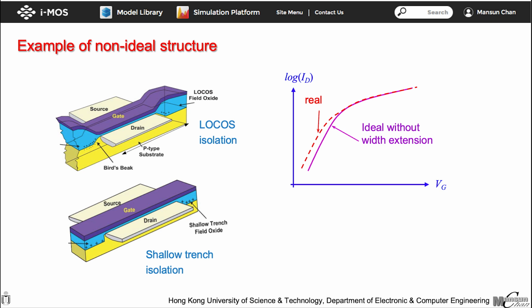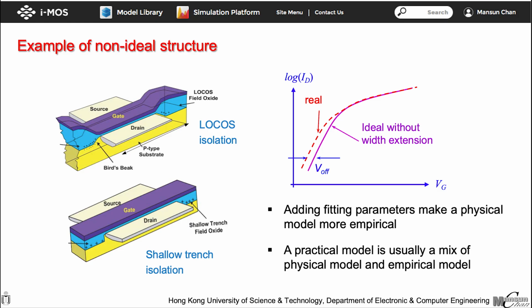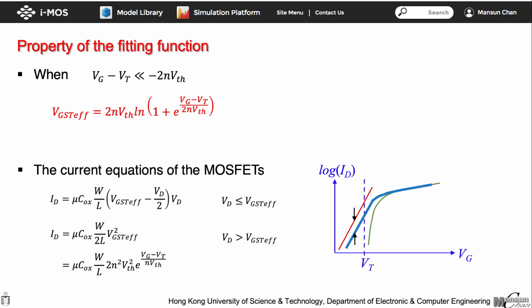To address this issue, we often add extra parameters and modify the equations, allowing us to adjust certain parts of the curve to fit the data. For example, a parameter like V-off can be used to tune the subthreshold region of the curve while leaving the turn-on region unchanged. This approach generally makes a physical model more empirical. As a result, a practical compact model is usually a blend of both physical and empirical models, combining their physical and mathematical characteristics. Current industry practices also lead compact models to be more empirical.